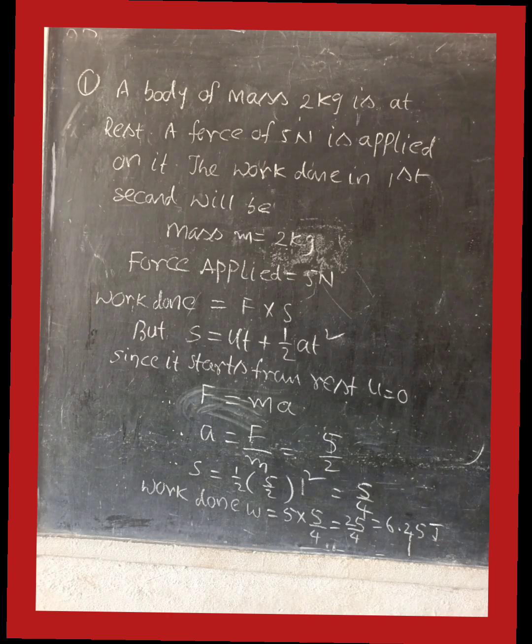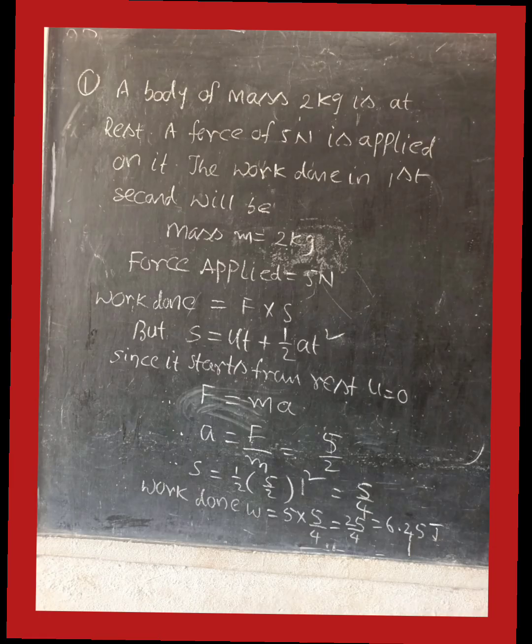Now let's analyze the problem clearly. Here it is given that the mass of the body M and force applied. Work done W is equal to F into S. Do we know S here? We don't know. Therefore, it can be found by using the formula S is equal to ut plus half at square. Since the body starts from rest, u is considered to be 0.